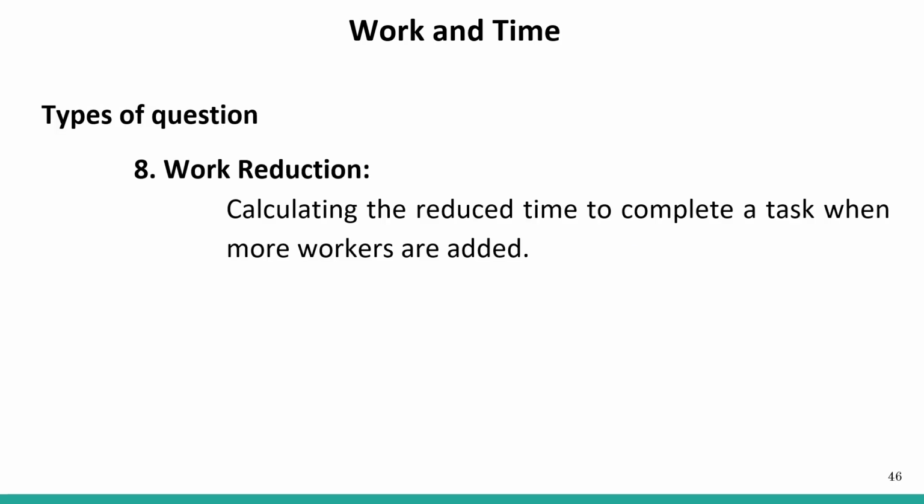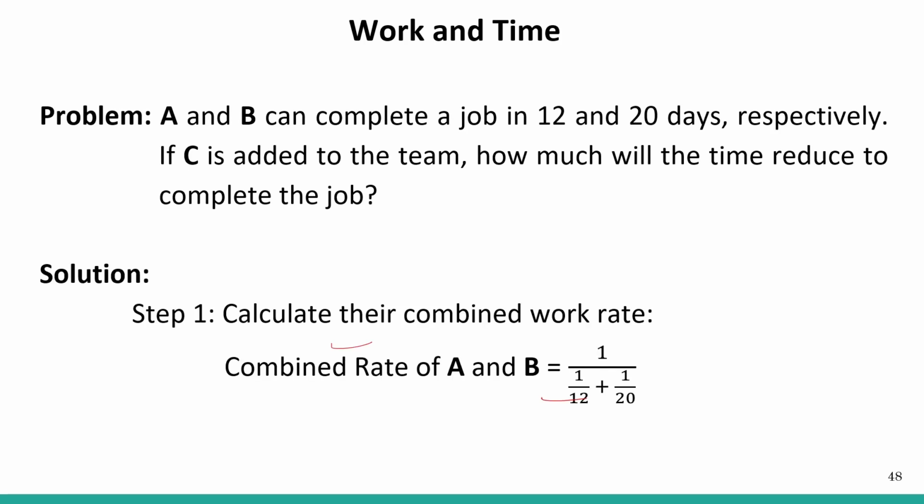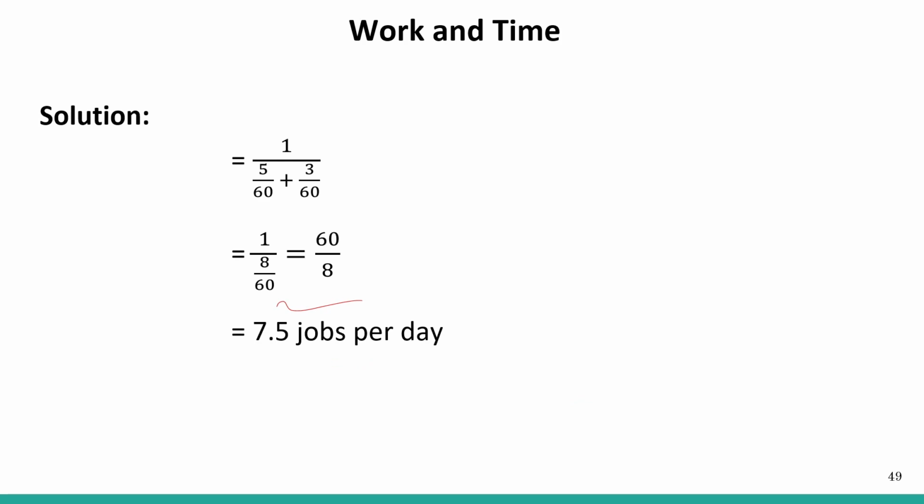So let's see the 8th kind of question, that is work reduction. So calculating the reduced time to complete a task when more workers are added. If A and B complete a job in 12 and 20 days respectively, if C is added to the team, how much will the time be reduced to complete that job? So step 1 is to calculate their combined work rate. The combined work rate of A and B is 1 by 12 plus 1 by 20. So this is equal to 60 by 8, so 7.5 jobs per day.